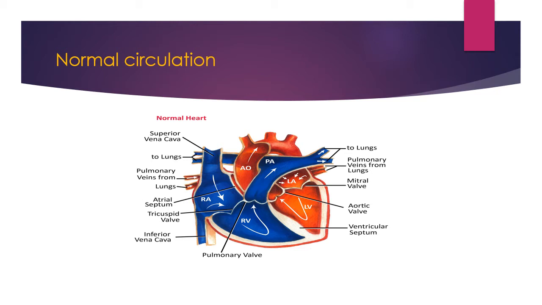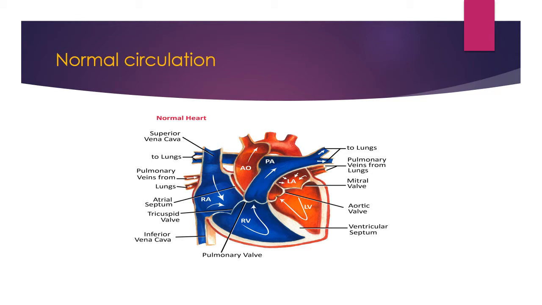The atrium is the receiving chamber, and the deoxygenated blood enters into the right atrium through three different veins. The first is the superior vena cava, which delivers blood from the upper part of the body. The second is the inferior vena cava, which delivers blood from the lower part of the body. And the third is the coronary sinus, which collects the blood from the myocardium. These are the functions of the right atrium.